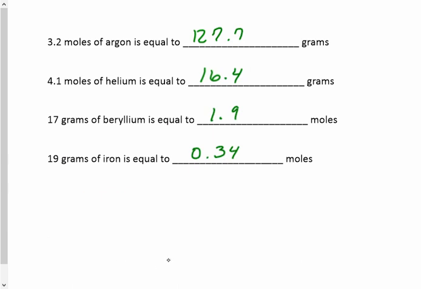Assuming that you've paused the video here, notice how we have grams. We're going to take 3.2 multiplied by atomic mass to get grams there, and 4.1 multiplied by atomic mass in order to get the grams there. And here we'll be dividing by atomic masses. So you get 1.9 moles for the beryllium and 0.34 moles for the iron. Okay, so that's our moles part 2. And in our next video we'll be looking at formula masses.